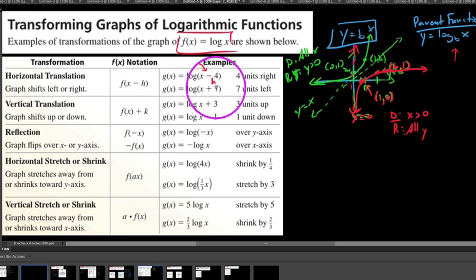Our h value is associated with our x value here, whereas our k value is a constant out here. When the k value is out here, it shifts us up and down, and it's honest. So plus 3 would shift you up 3, minus 1 would shift you down 1.